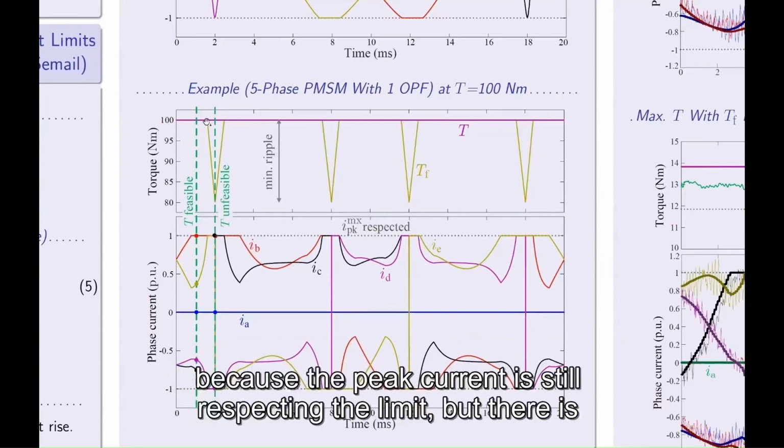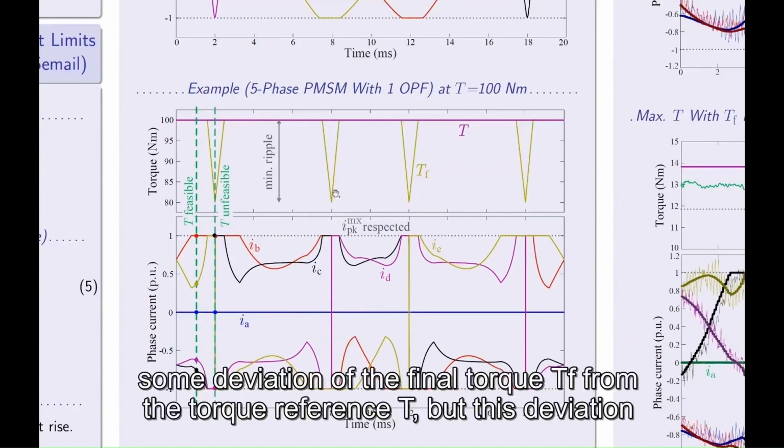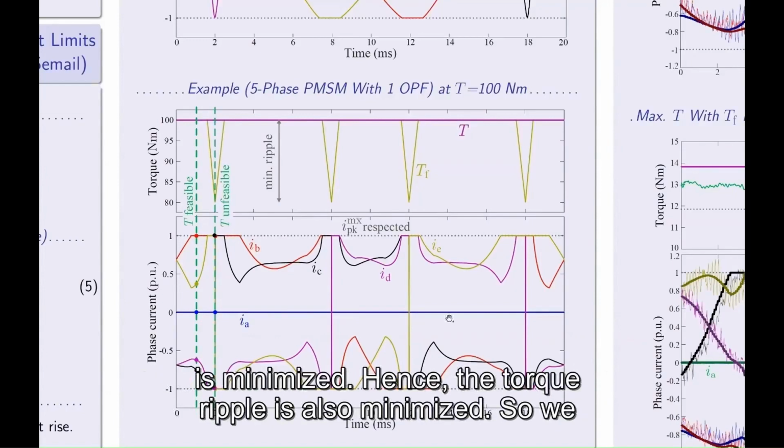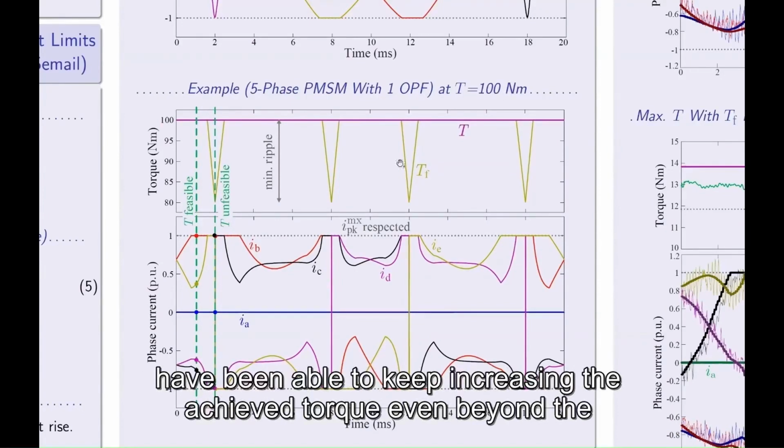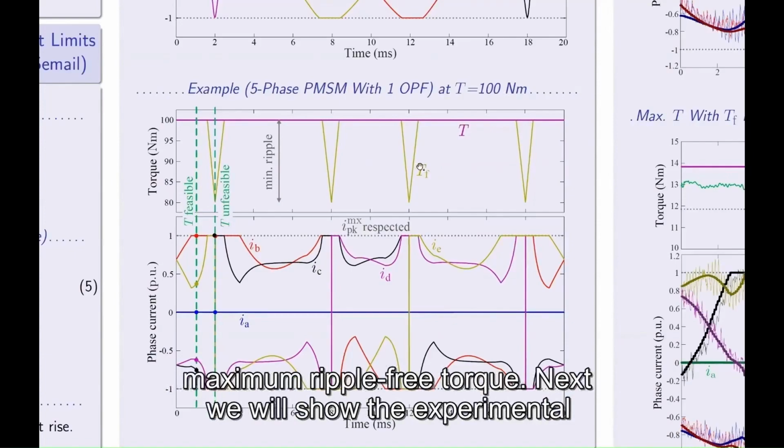limit, but there is some deviation of the final torque TF from the torque reference, but this deviation is minimized, and hence the torque ripple is also minimized. So we have been able to keep increasing the shift torque even beyond the maximum ripple-free torque.